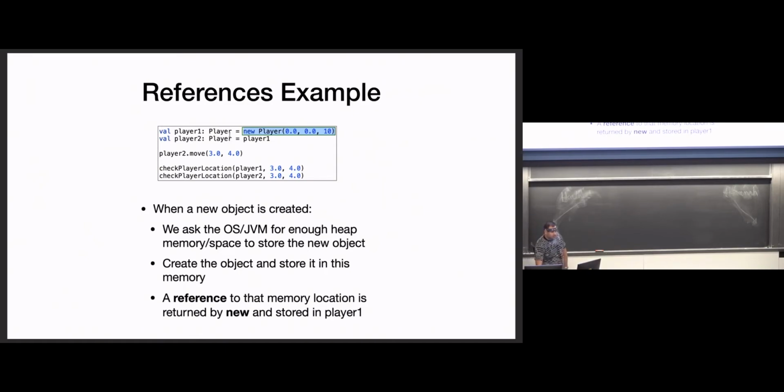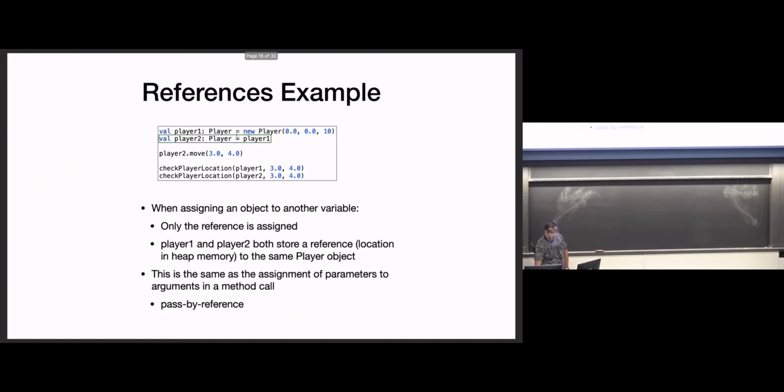So this returns a reference. And then player 1 only stores that reference. So player 1 isn't actually storing a player at all. It's storing a reference, which is, how do I find this player in memory? Where is this player object?